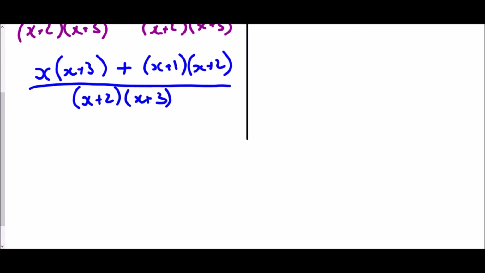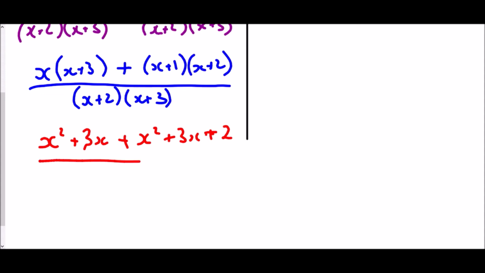And so the top of my fraction here, well, x times x is x squared, x times 3 is plus 3x. And then I've got x times x is x squared, x plus 2, x times 2 and 1 times x, well, that's going to be plus 3x. And 1 times 2 is 2. And all of that is going to be over x plus 2 times x plus 3. Well, that's x squared plus 5x plus 6.